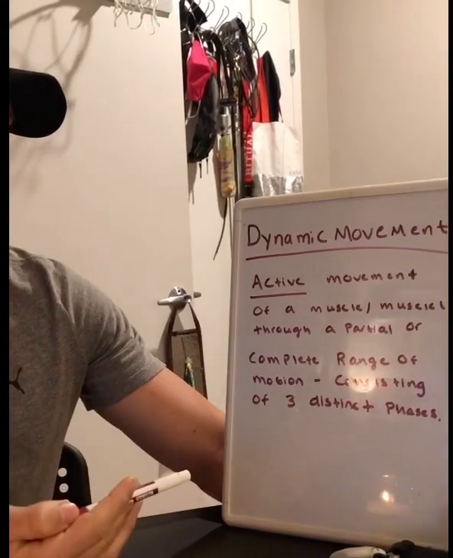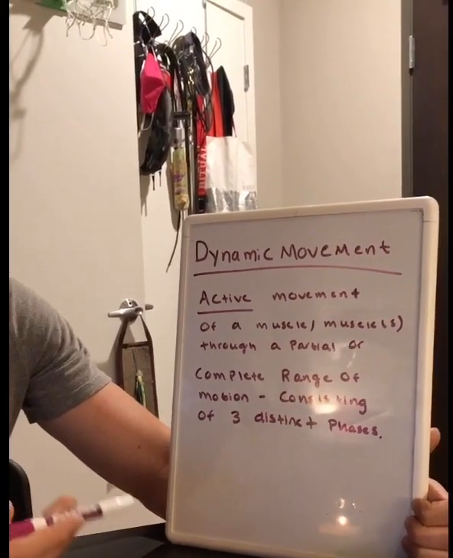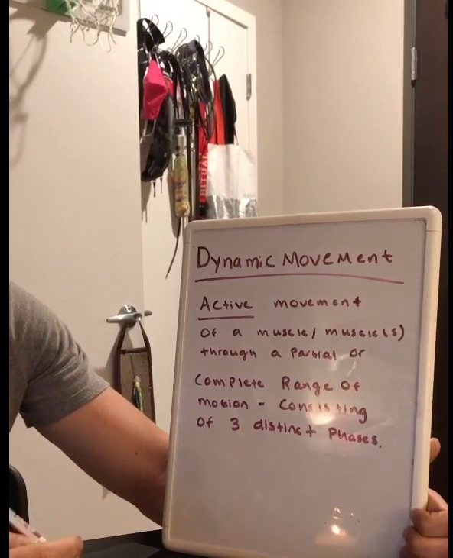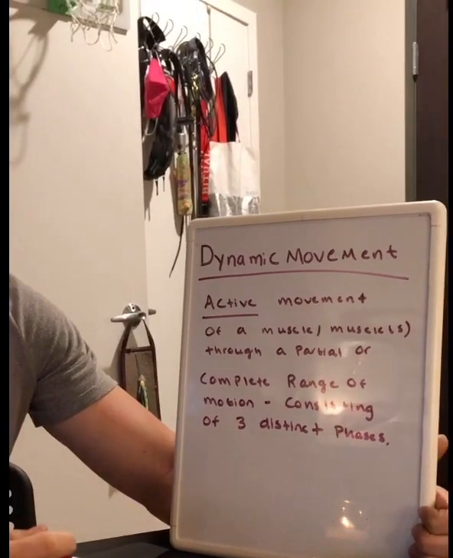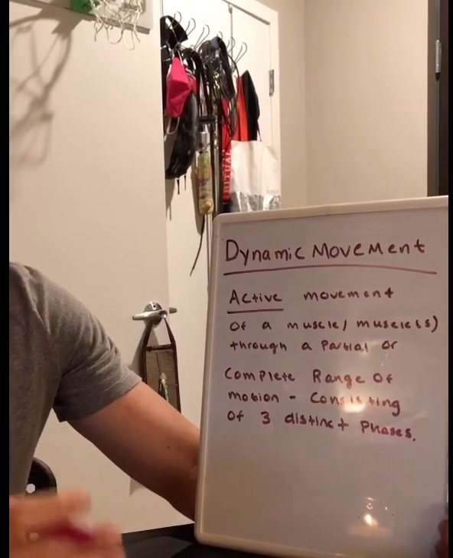Dynamic movement is active, and it involves taking a muscle or muscles through a partial or complete range of motion. Dynamic movement consists of three distinct phases, which we'll talk about shortly. Pretty much all athletic movements are dynamic in nature, and the first phase of all dynamic movement is going to be the eccentric phase.